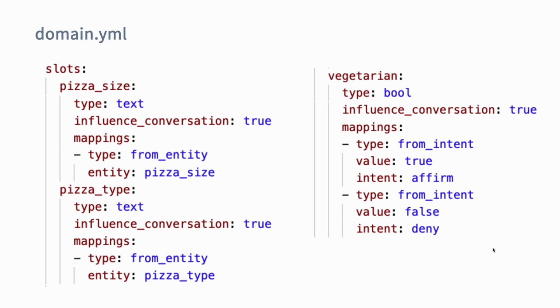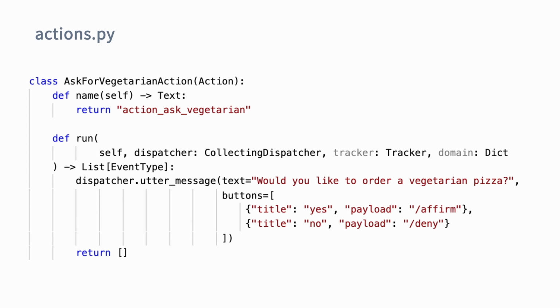Specifying my domain.yaml file this way will allow me to ask the user whether or not they would like to have a vegetarian pizza, but the way that we're going to ask the user for a vegetarian pizza is something that we can customize programmatically via a custom action. We can have custom code to generate buttons on our behalf, which is what you see in the example here. This custom action will be called by our form thanks to the naming convention, where first we say action underscore ask underscore and then followed by the slot name.